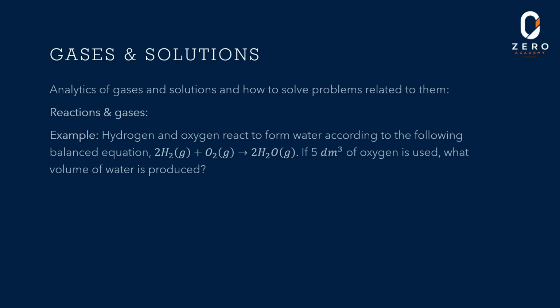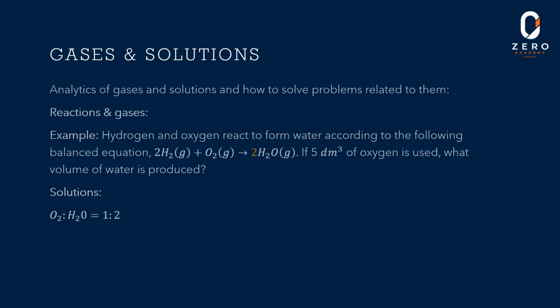Hydrogen and oxygen react to form water according to the following balanced equation. If 5 dm³ of oxygen is used, what volume of water is produced? Let's take a look at how we solve this one. First, I determined my stoichiometric ratio between oxygen and water. Oxygen is my reactant and water is my product.